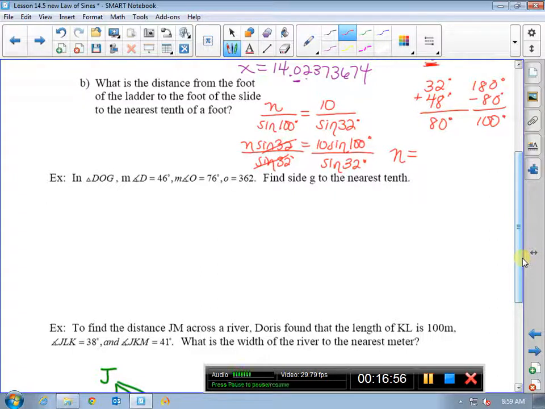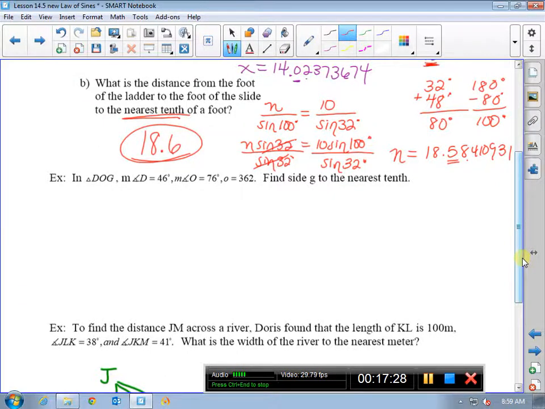Grab your calculator. 10 times the sine of 100 degrees divided by the sine of 32 degrees. And it looks like we have 18.5841091. And to the nearest tenth, let's check that rounding. The 8 makes it go up 1, 18.6. And there we go.